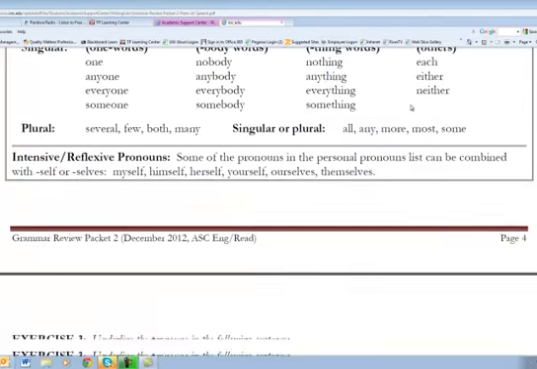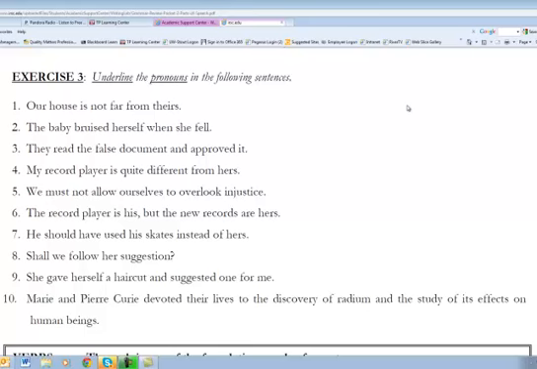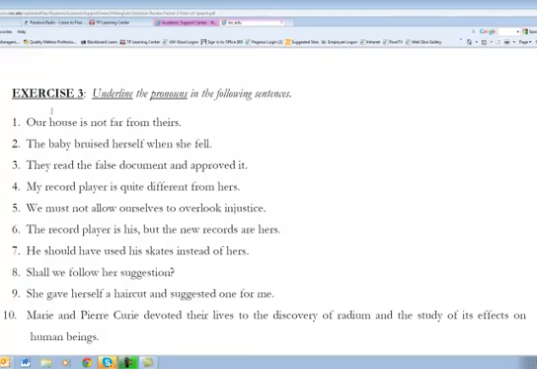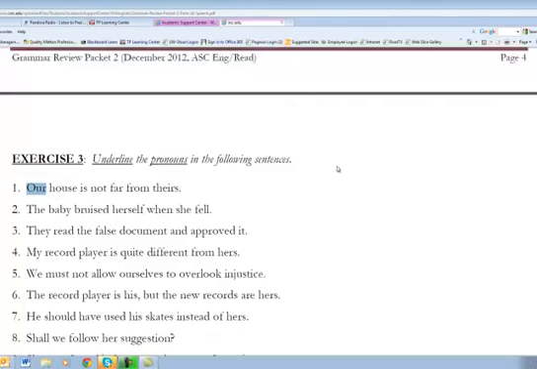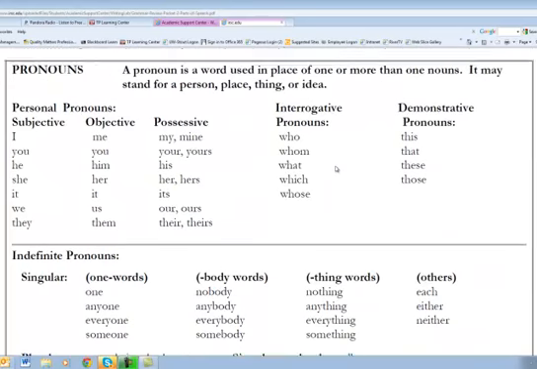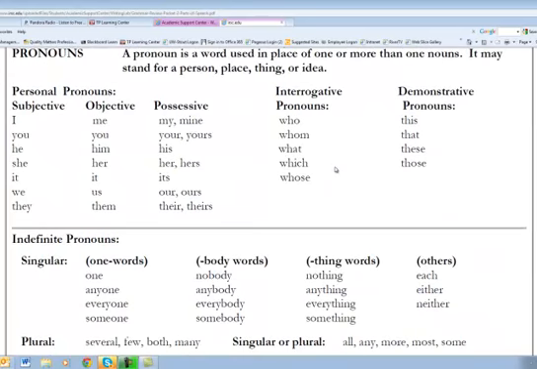Okay? So if you were to quickly do some practice: our house is not far from theirs. Theirs and our are pronouns. Okay? So you will get more practice with this in the demonstration video. I would recommend, though, that you do take some time to memorize or familiarize yourself at least with all the various words that make up pronouns.